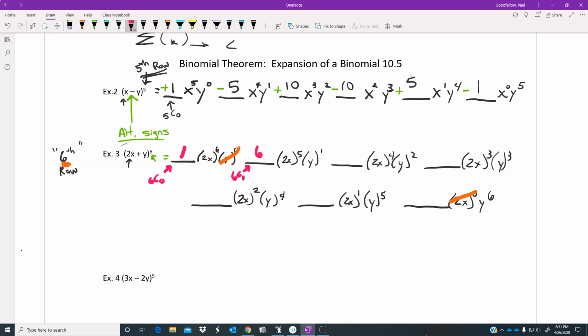Now, I don't memorize them, but I can kind of get it from the one above. That one's 6. Oh, this one's going to be a 15. This one's going to be a 20. This one's 15 and 6 and 1. And they go up and then they come back down, is the way that those particular values work.